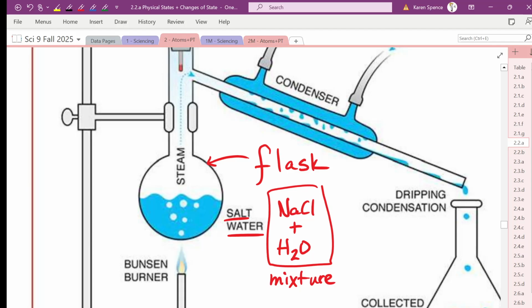It says NaCl. What is NaCl? That's a really good question. I think you were away for that. NaCl is salt. That is sodium. And that is chloride. And that is salt. Okay, good question. Okay, so we've got salt and we've got water and we have a mixture of those two.